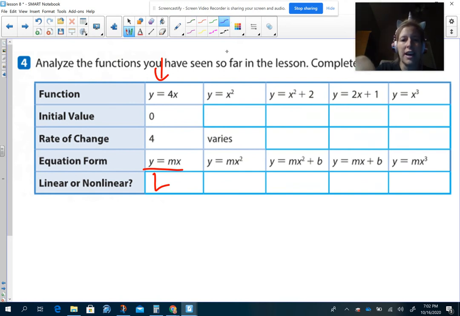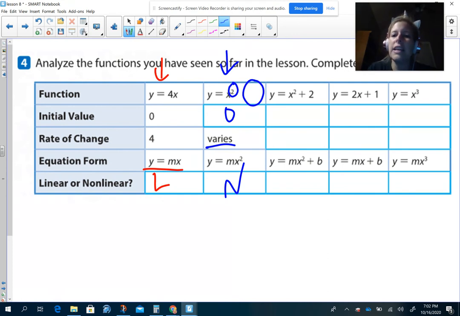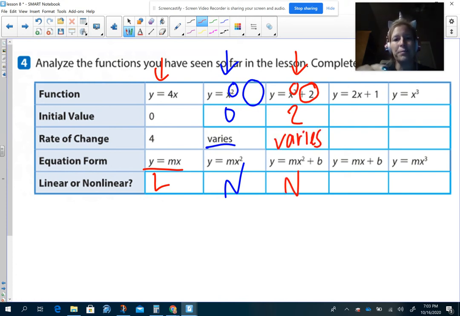Okay, let's look at this guy. Oh my goodness, there's an exponent. Well, do I have an initial value? Nope, we're not adding or subtracting anything. My rate of change is going to vary, so he is definitely nonlinear. Okay, let's look at the next one. Do I have an initial value? Good, I sure do. Guess what else I have? I have an exponent. So he's going to vary, and he's nonlinear.